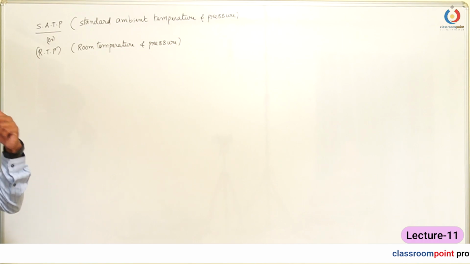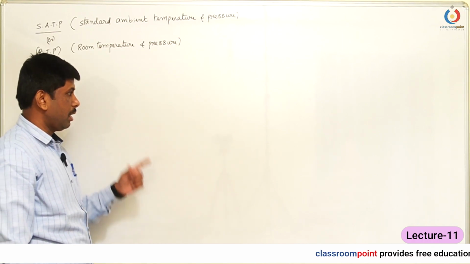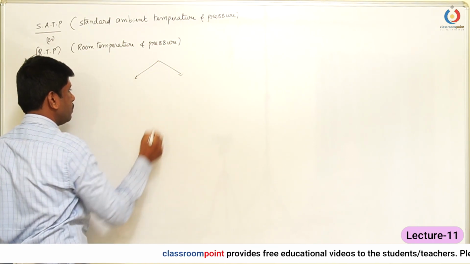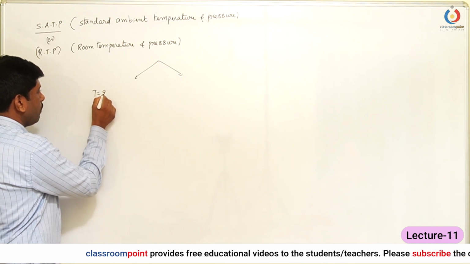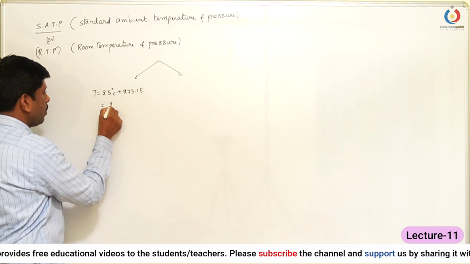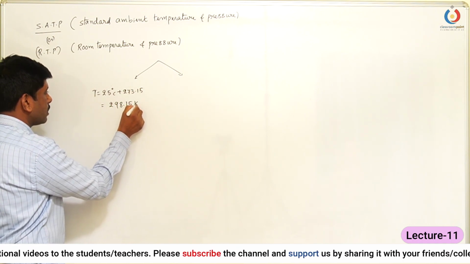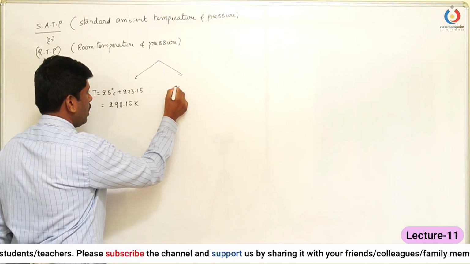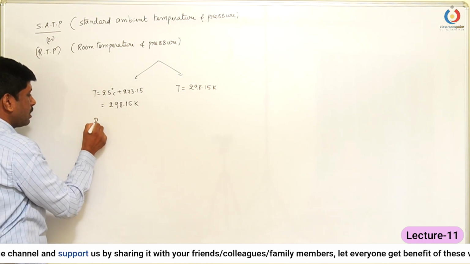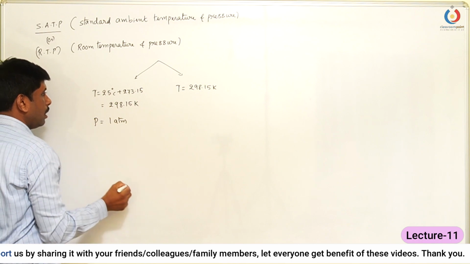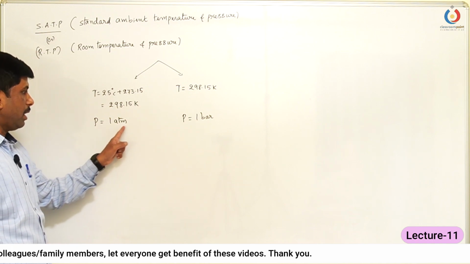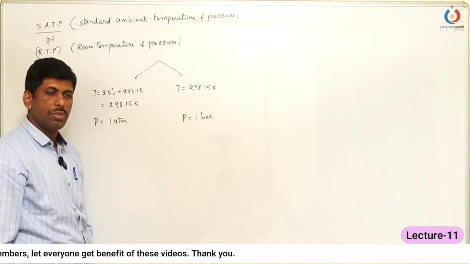In SATP conditions also, when you change the pressure, the volume automatically changes. Now let us see two conditions here also. Room temperature is 25 degrees centigrade plus 273.15 kelvins, which equals 298.15 kelvins. For both conditions let us take 298.15 kelvins. Here pressure we are taking as 1 atmosphere. Here pressure we are taking as 1 bar. So whenever you change the pressure, the universal gas constant R value also changes.